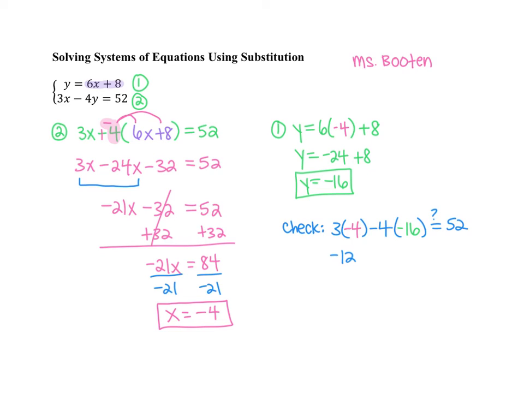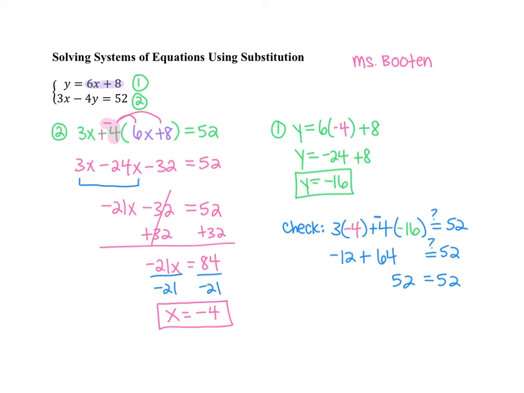Now, since these two operations are separated by subtraction, I can go ahead and do both of them at the same time. But I am going to treat the minus 4 as a negative 4. So I'm going to add the product of negative 4 and negative 16. Negative 4 times negative 16 is a positive 64. And is that really equal to 52? And then negative 12 plus 64, yes, is equal to 52.